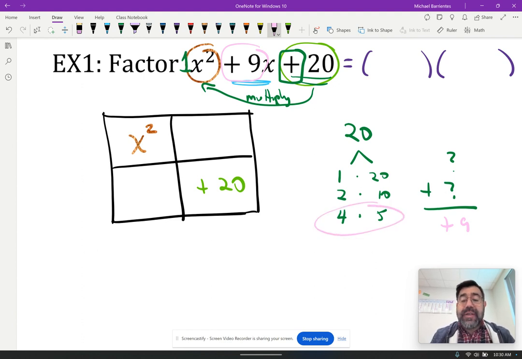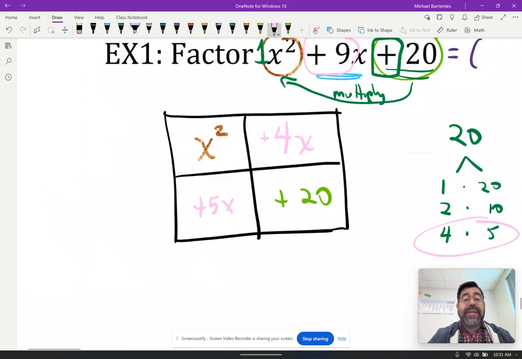Well, these two. When I multiply 4 times 5, it gives me 20. But when I add 4 plus 5, it gives me positive 9. So these numbers in pink, that's what I'm going to write in here. But not just the numbers, but also whether they're positive or negative, so plus. And then this is 9x, so I need to put an x there. This is 5x, because if I put together 4x's and 5x's, I get 9x's. If I multiply 4 times 5, I get 20. So this is the completion of the box that we need for our box method.